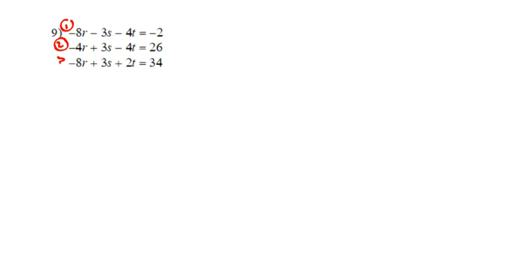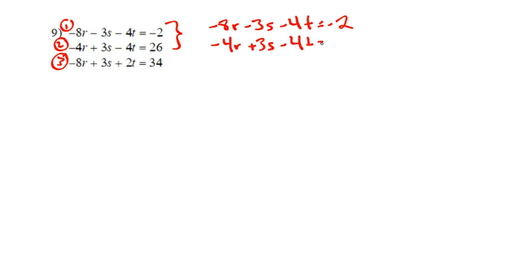So what I'm going to do is put equations 1 and 2 together. I'll have negative 8r minus 3s minus 4t equals negative 2. First equation: negative 4r plus 3s minus 4t equals 26. And since those have opposite signs, negative 3 and positive 3, I can add them together and they will be eliminated.